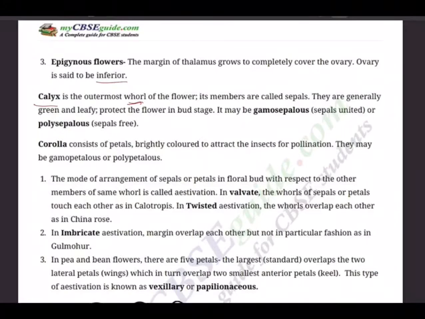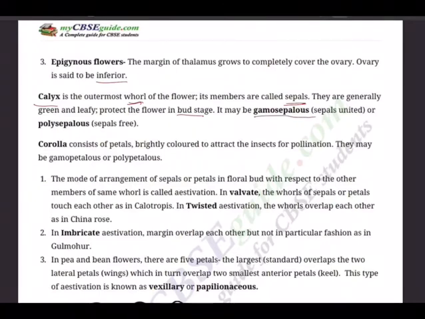So as part of that, the first whorl is called calyx, and its members, the green colored leaf-like structures, are called sepals. So a group of sepals is called calyx, remember, and this is the outermost whorl. And when the flower is in the form of a bud, you must observe these green sepals will be protecting the bud. So they are generally green, leafy, and protect the flower in bud stage.